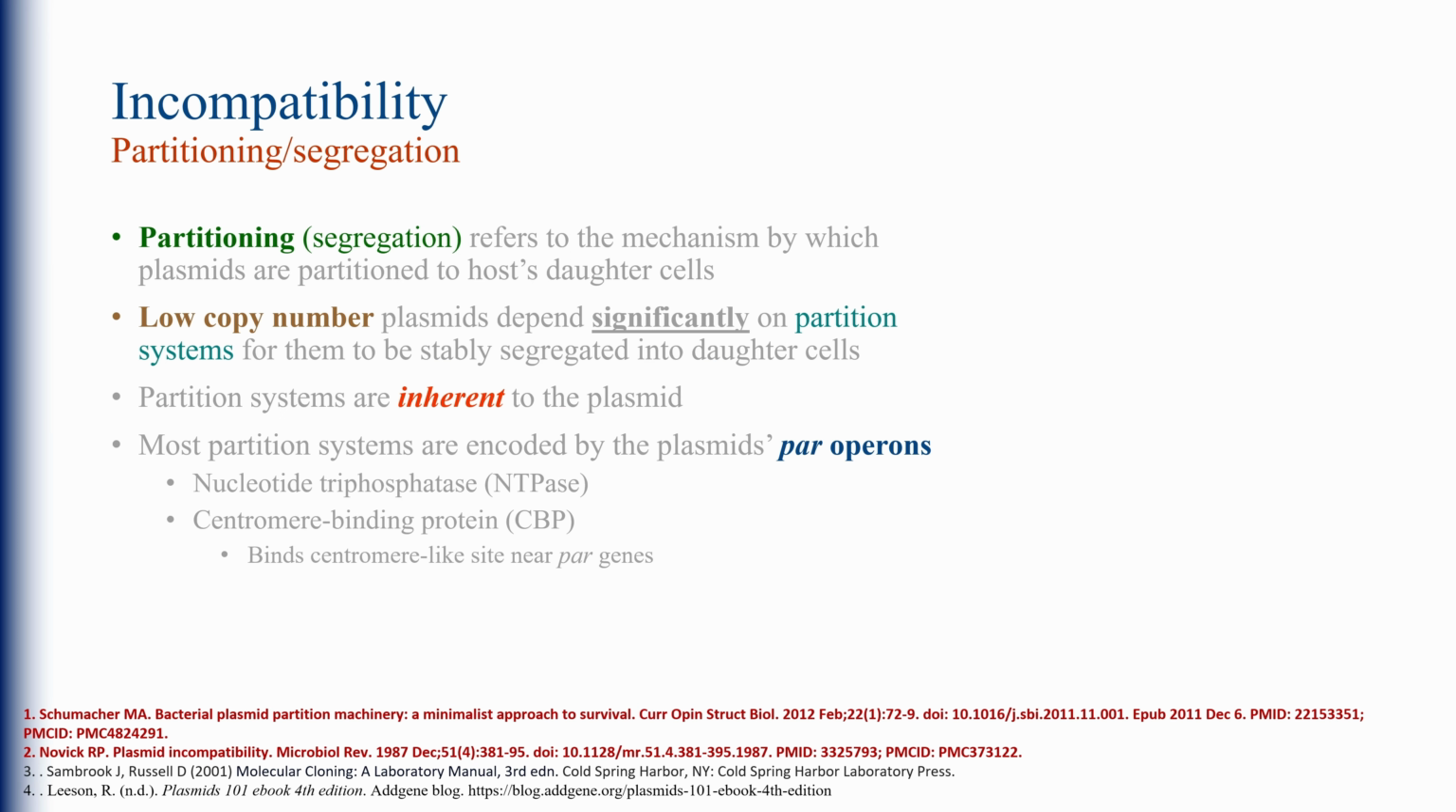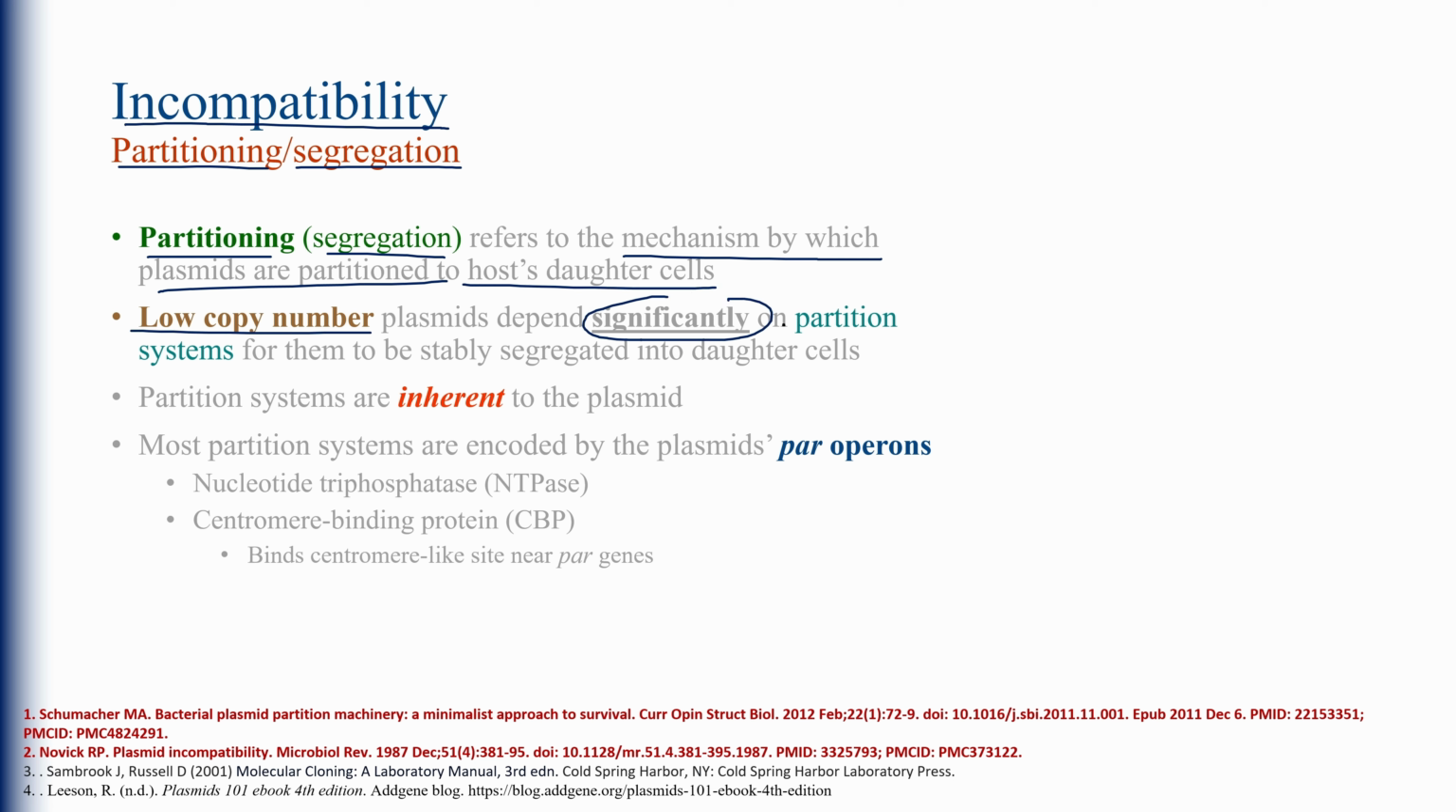in laboratory research. There is another type of incompatibility caused by problems in partitioning or the segregation of plasmids because of the inherent partitioning systems that are found within plasmids. So, very briefly here, when we talk about partitioning or segregation within the context of plasmids, we're referring to the mechanism by which plasmids are partitioned to the host daughter cells. So, low copy number plasmids in particular depend significantly on the partition systems for them to be stably segregated into daughter cells. So, you should recognize that there are partition systems in plasmids, and those are inherent to the plasmid.